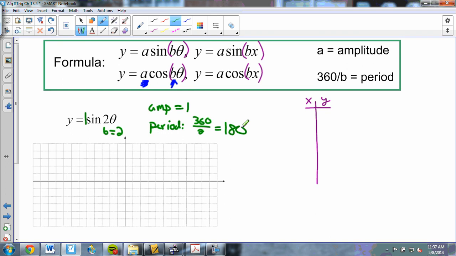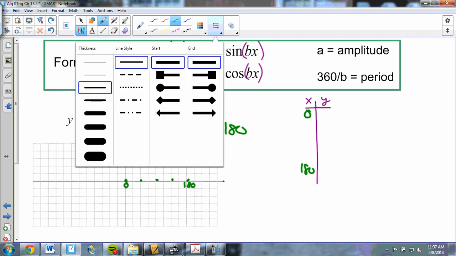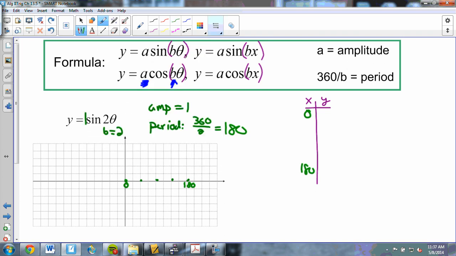So what we could do is plug in a bunch of points that go from 0 to 180, and that would give us a whole cycle. But an easier way to think about this is to start at the origin and go out 1, 2, 3, 4 spaces. There are 5 dots total, but 4 spaces that we travel. I'm going to start at 0 and go out to 180, because that's what our new period is.